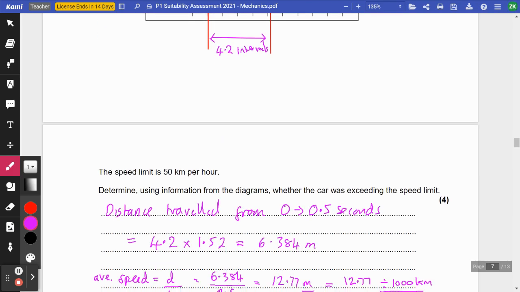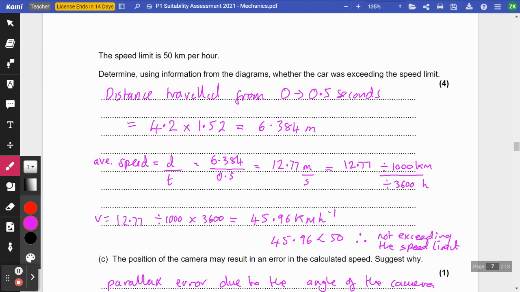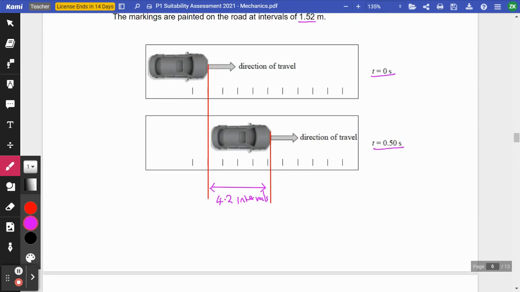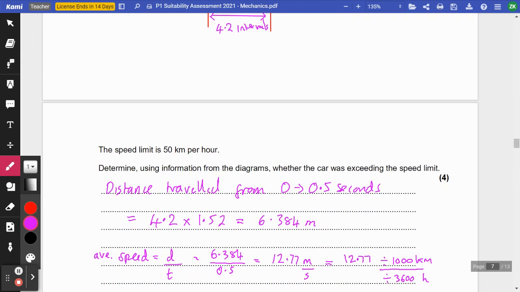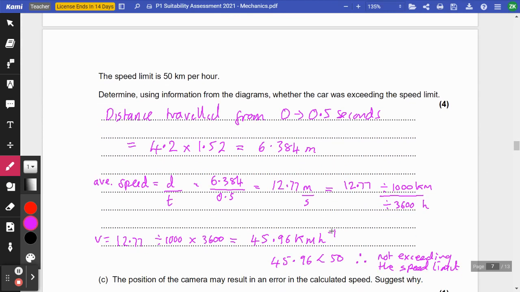So what we could do is work out the average speed. Here the distance traveled is 4.2 squares, and that would have been 1.52 meters times 4.2, and that would have given 6.384 meters as the distance traveled. That took 0.5 seconds. So average speed equals distance over time, and what we've got is 12.77 meters per second.